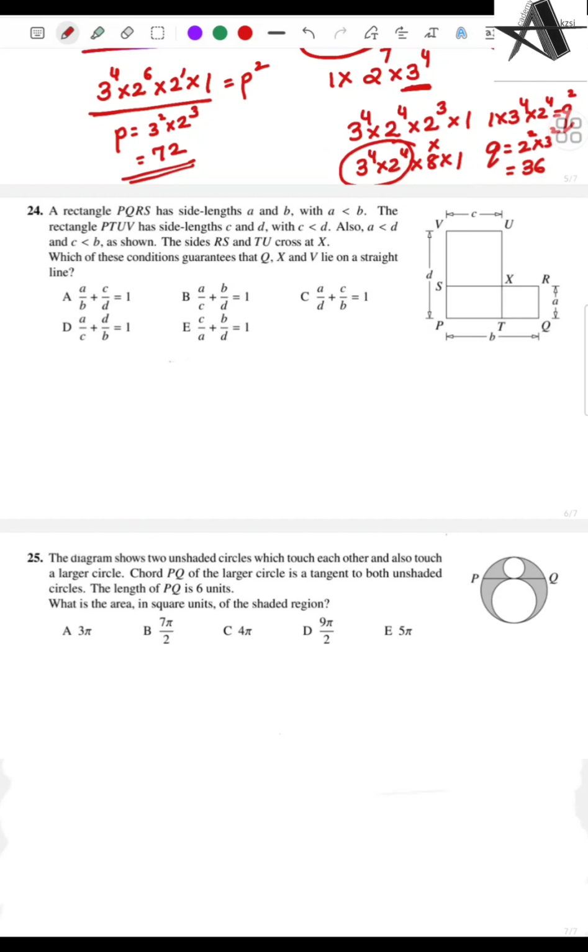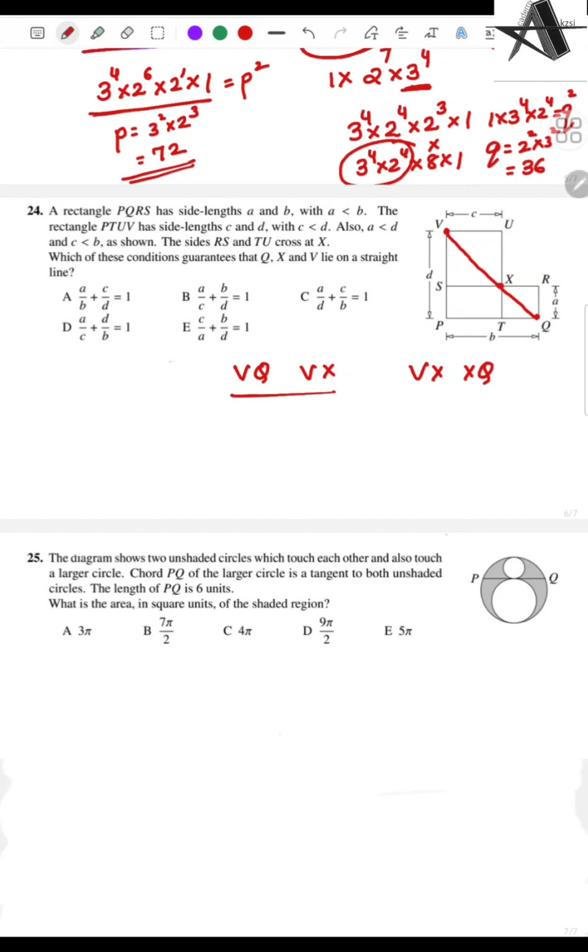The sides RS and TU cross at X. Which of these conditions guarantee that Q, X, V lie in a straight line? See, whether you are doing a straight line or a vector, if the points are lying on the same line, definitely their gradients would be the same. So to guarantee that Q, X, V are collinear, first we locate where these points are. That means this line. I need to find the gradient. So I can find the gradient of VQ and VX and see whether they are equal. If they are equal, that means they all lie on the same line. You can even prove it using VX and XQ as well. If they have the same gradient, they are going to lie on the same straight line.